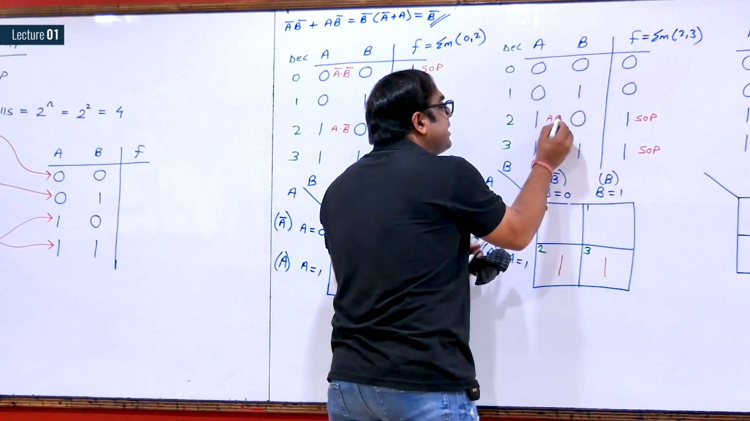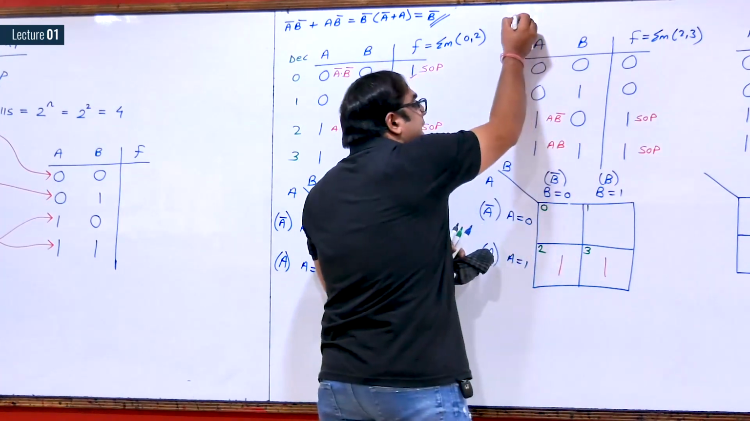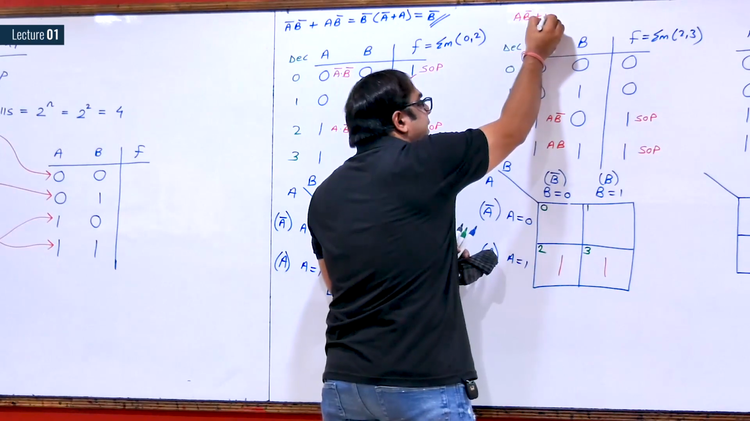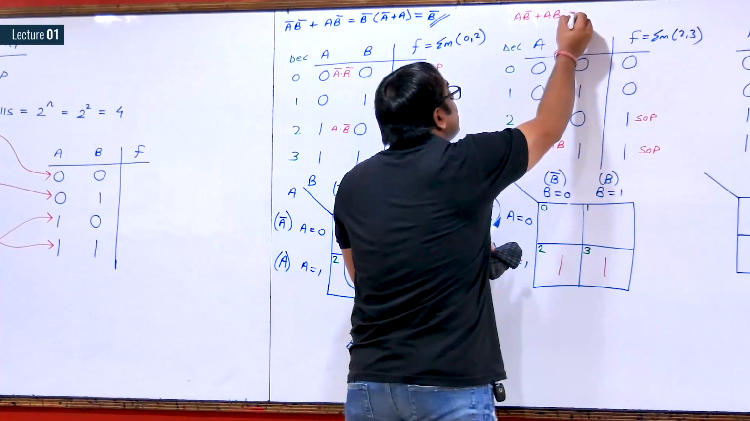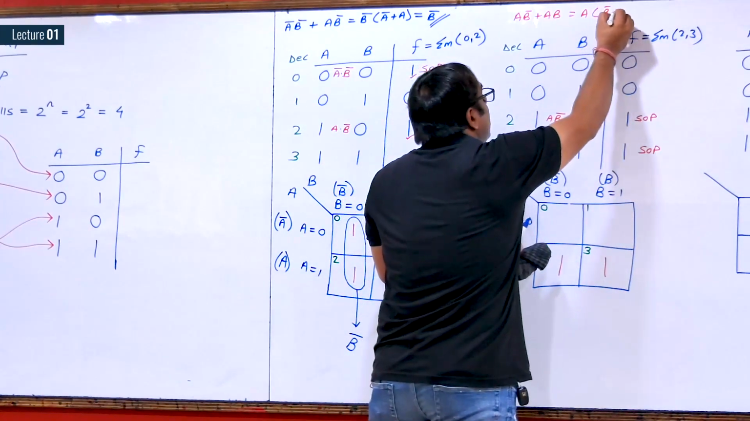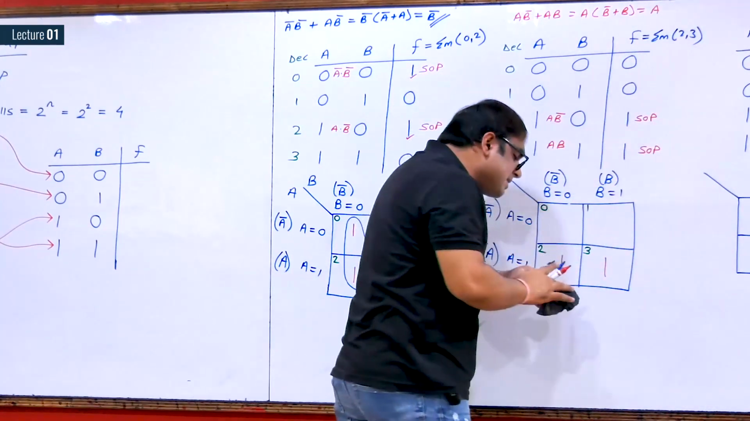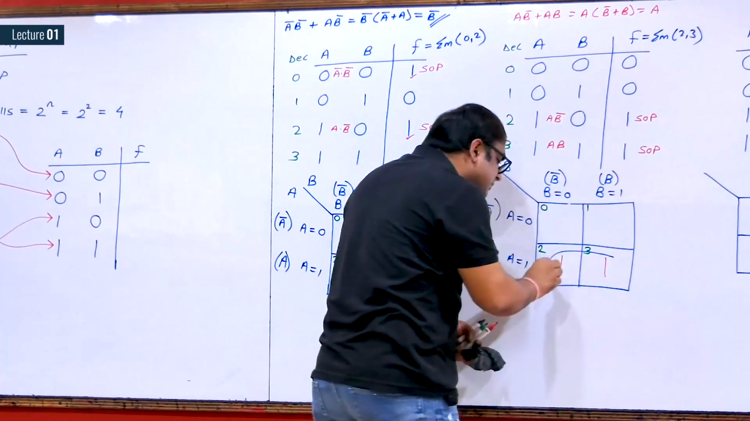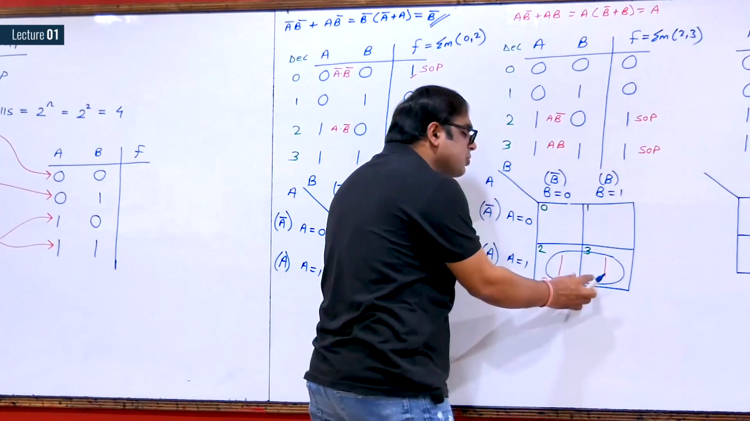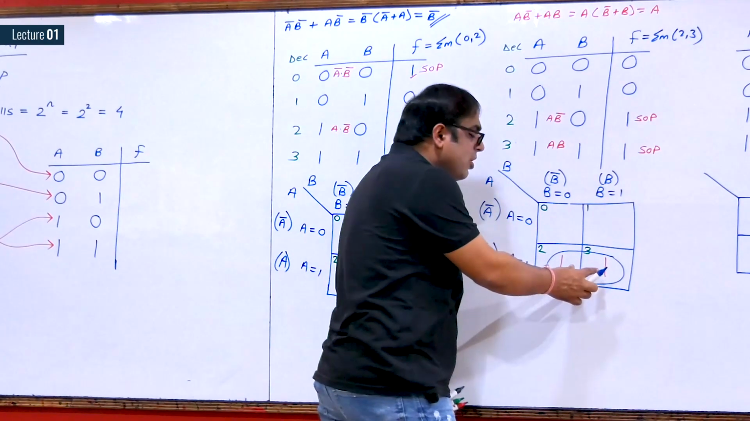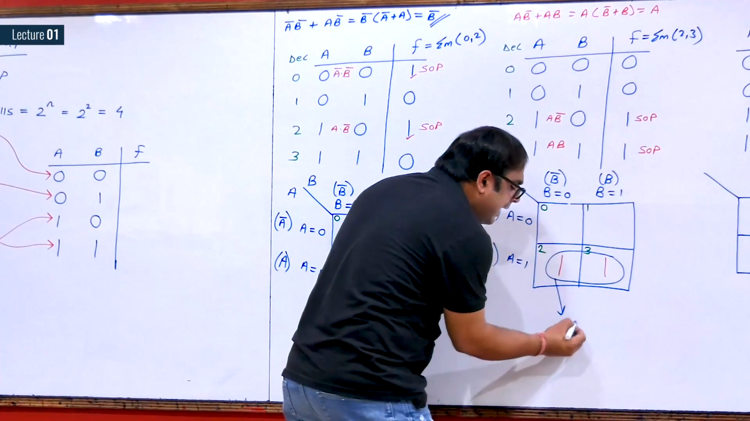This combination is AB complement and this combination is AB. So we get AB complement plus AB. With the help of Boolean laws, A is common, B complement plus B will get reduced, and your answer will be A. Exactly the same thing is happening here. What term is common for the entire group? For the entire group, A is common.